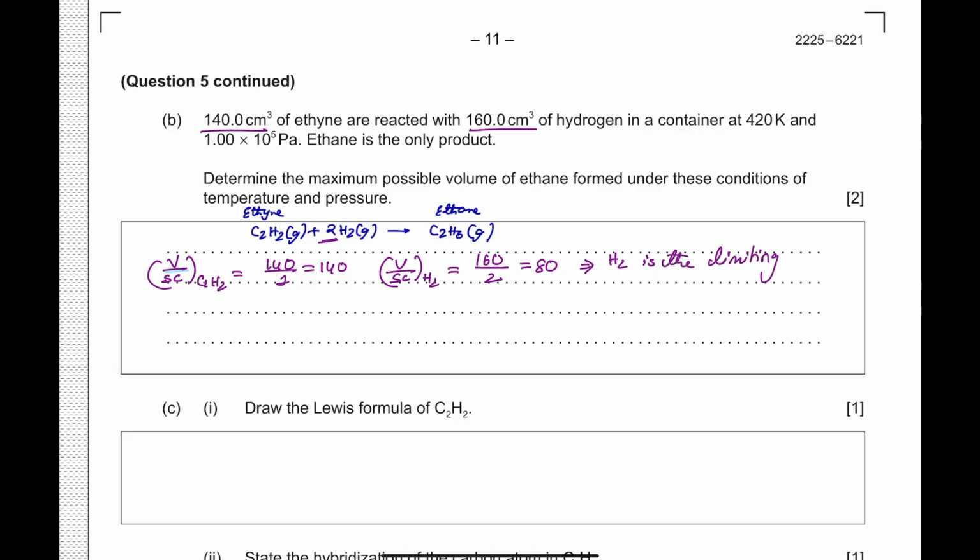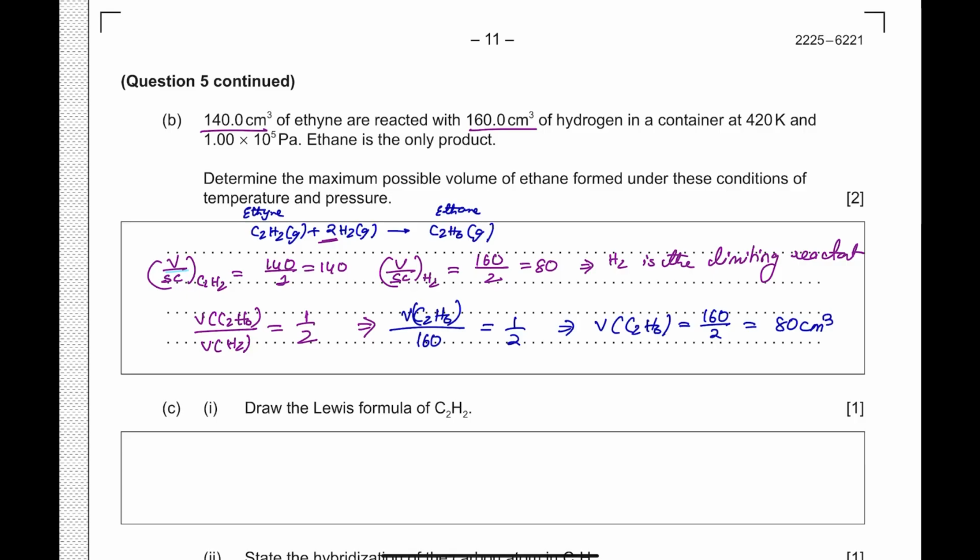Now we'll find the volume of ethane. So volume of C2H6 by volume of H2 would be 1 over 2, right? So volume of C2H6 divided by volume of H2 would be 1 over 2. So volume of C2H6 finally becomes 160 by 2, which is 80 cm³. The maximum 80 cm³ of ethane will be formed.